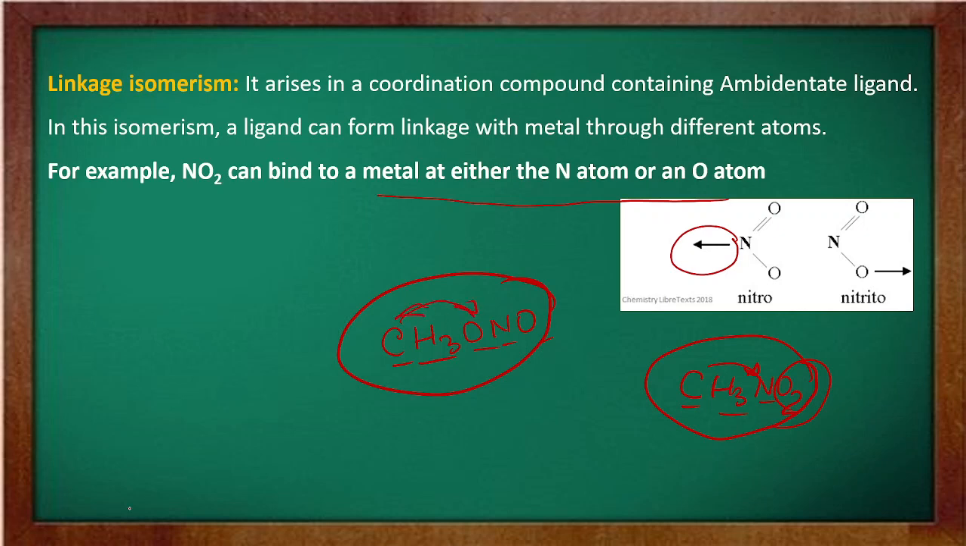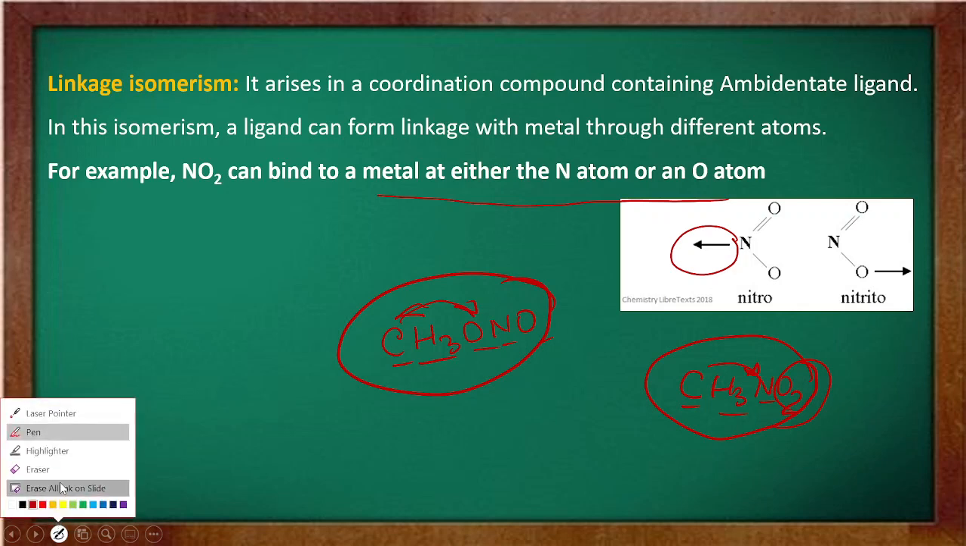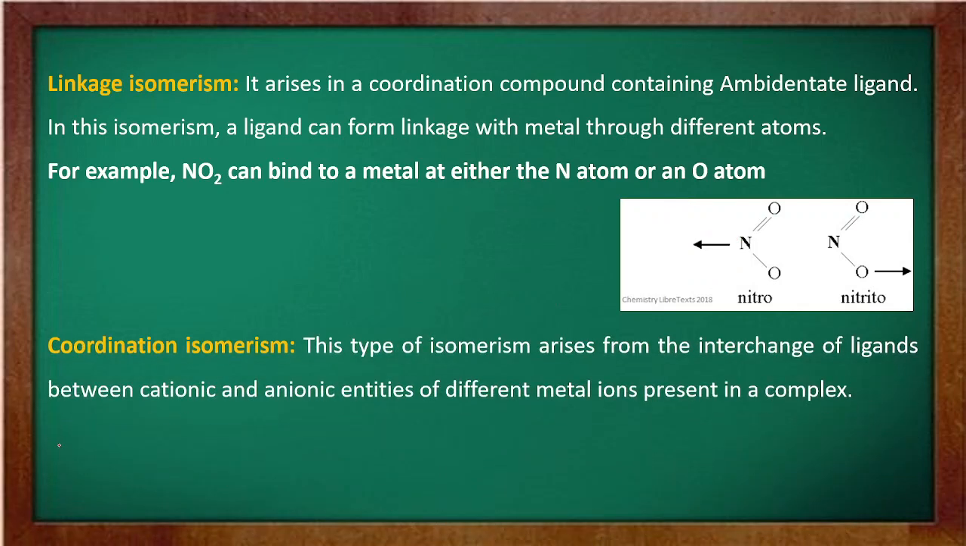So this type of isomerism is known as linkage isomerism. Now next is your coordination isomerism. This type of isomerism arises from the interchange of ligand between cationic and anionic entities.